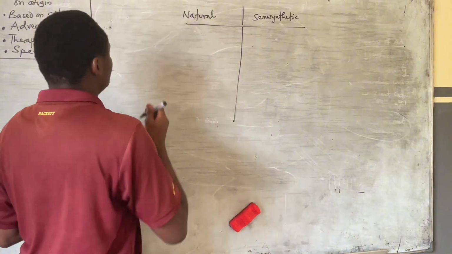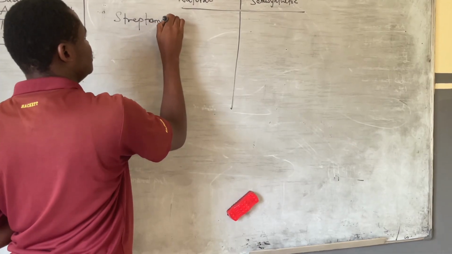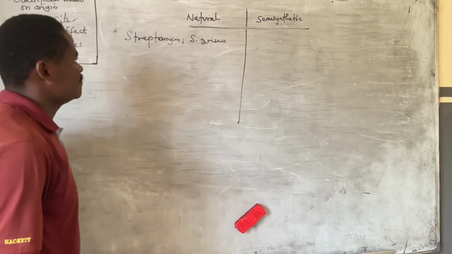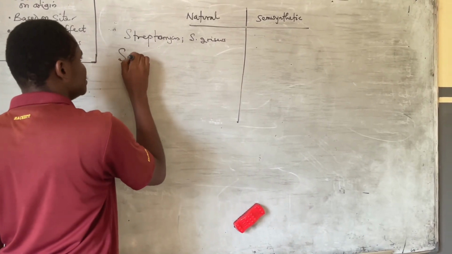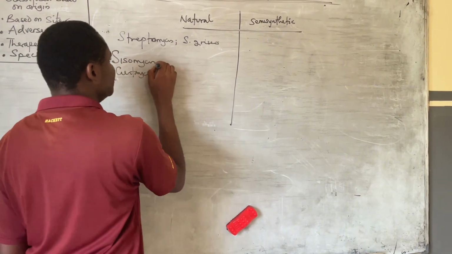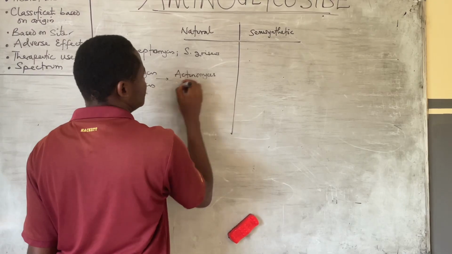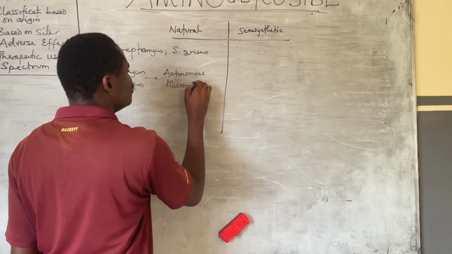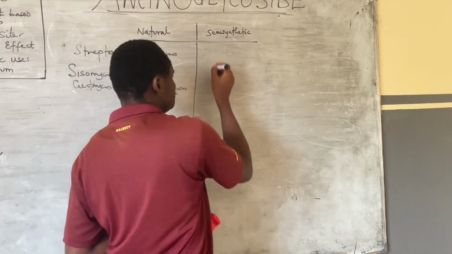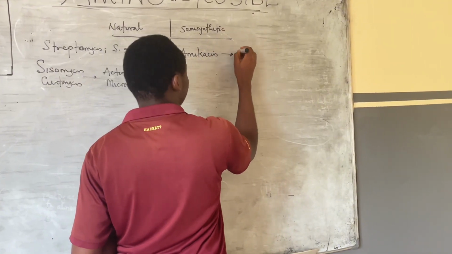For the natural, we have streptomycin. Streptomycin was gotten from Streptomyces griseus. We have the likes of sisomicin, or even gentamicin, that have been linked to be discovered from Micromonospora. All right. So that's it for natural. Therefore, for semi-synthetic, we have the likes of amikacin. Amikacin was derived from kanamycin.